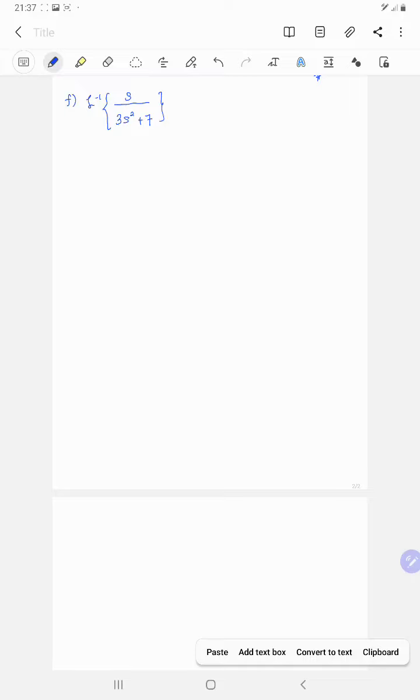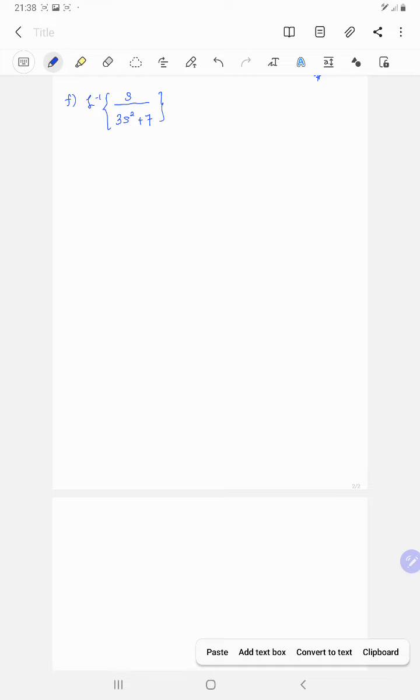Okay, next is Laplace inverse of s over 3s squared plus 7. So you look at, as usual, you must look at the bottom first. So there is 3s squared plus 7. There is 3, a constant, s squared plus constant. Okay, so since there is s squared plus constant, that must be sine or cos.